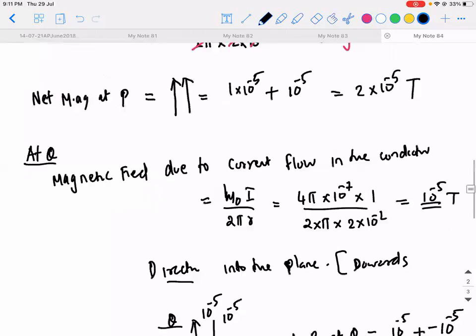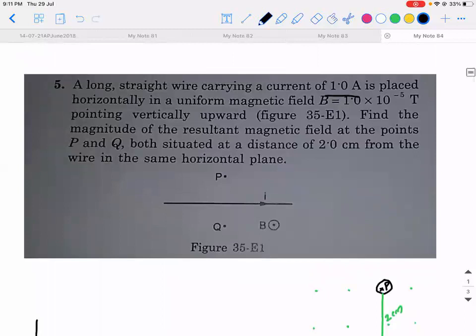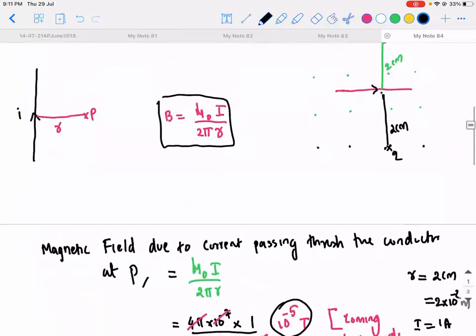So that's the idea about this question. It is not so tricky, but we have to understand this question very clearly, then only we can answer it. Here we have to remember this formula. Otherwise, we have to use Ampere's circuital law to prove this equation, and then we can do this question.